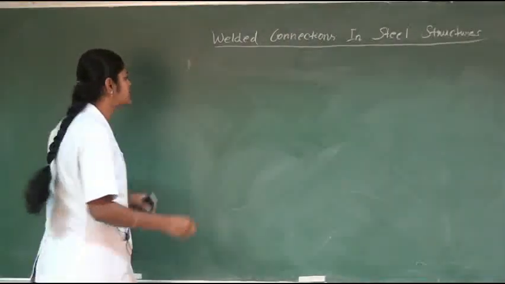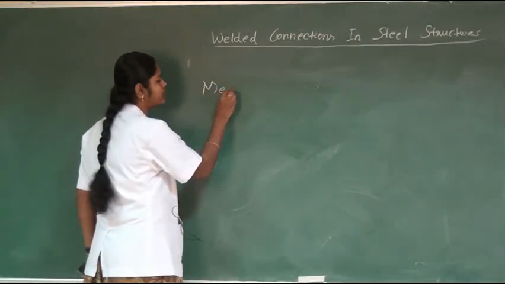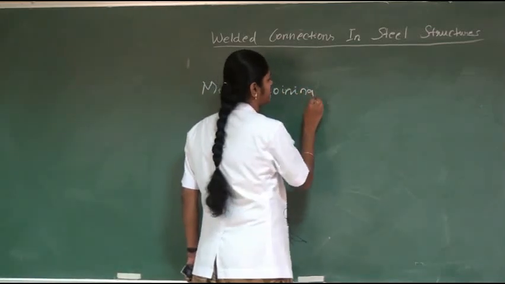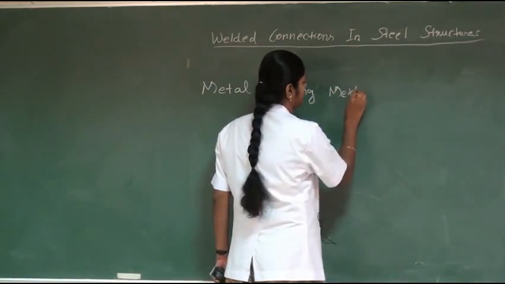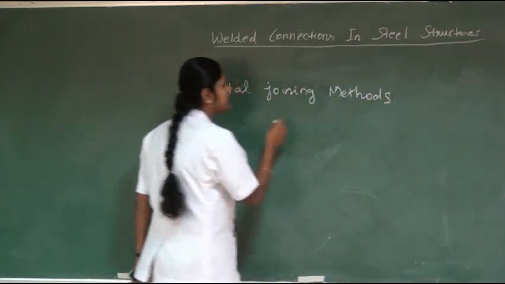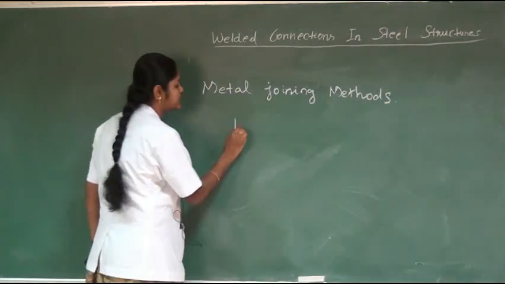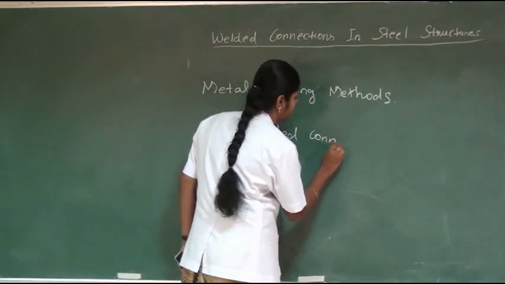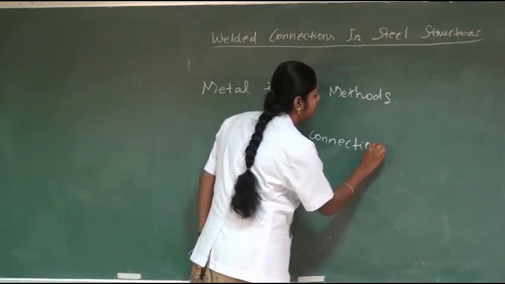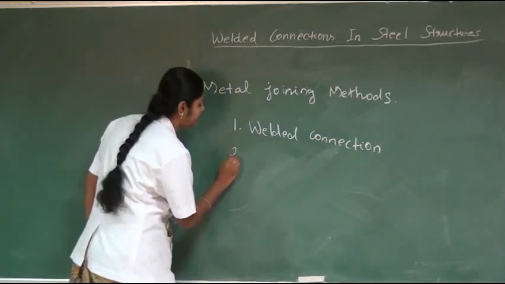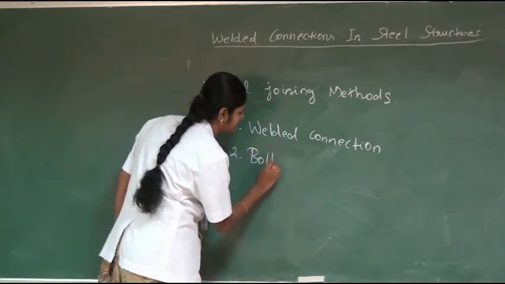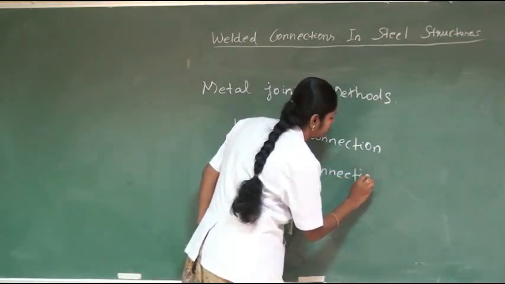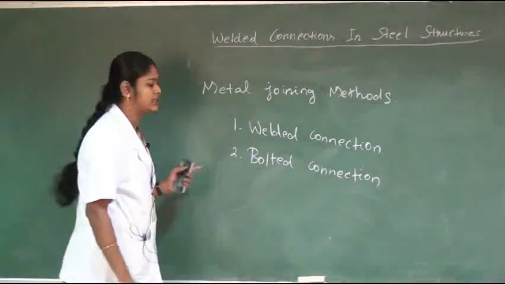And in steel structures, first we are going to see the metal joining methods. In the metal joining methods, there are three types. First one is a welded connection. Then second one is a bolted connection. Then the third one is a riveted connection.